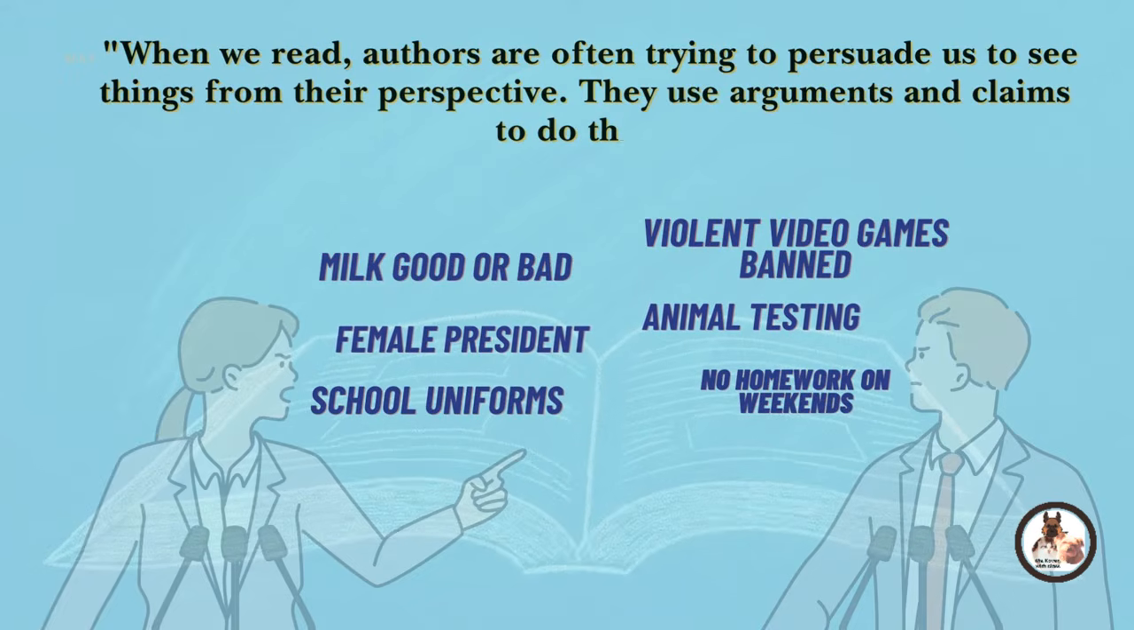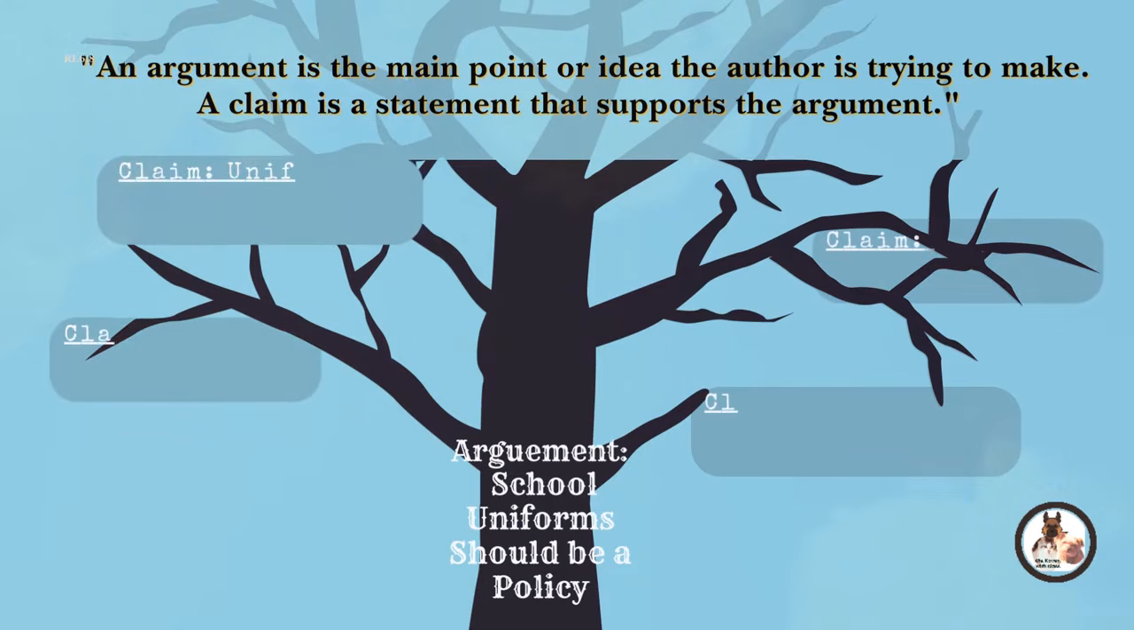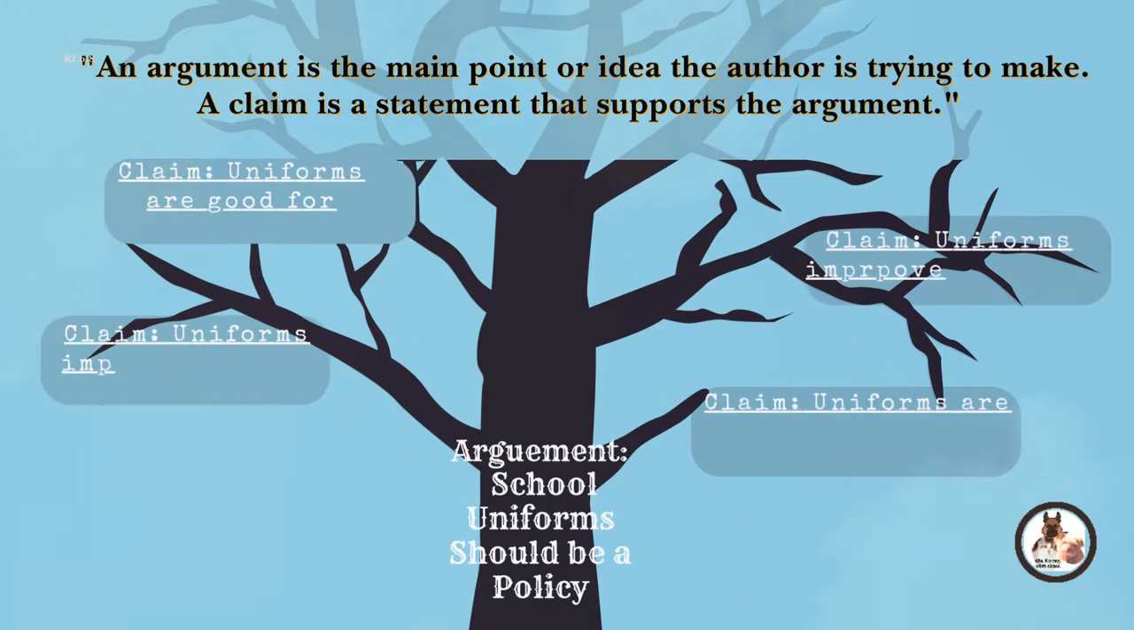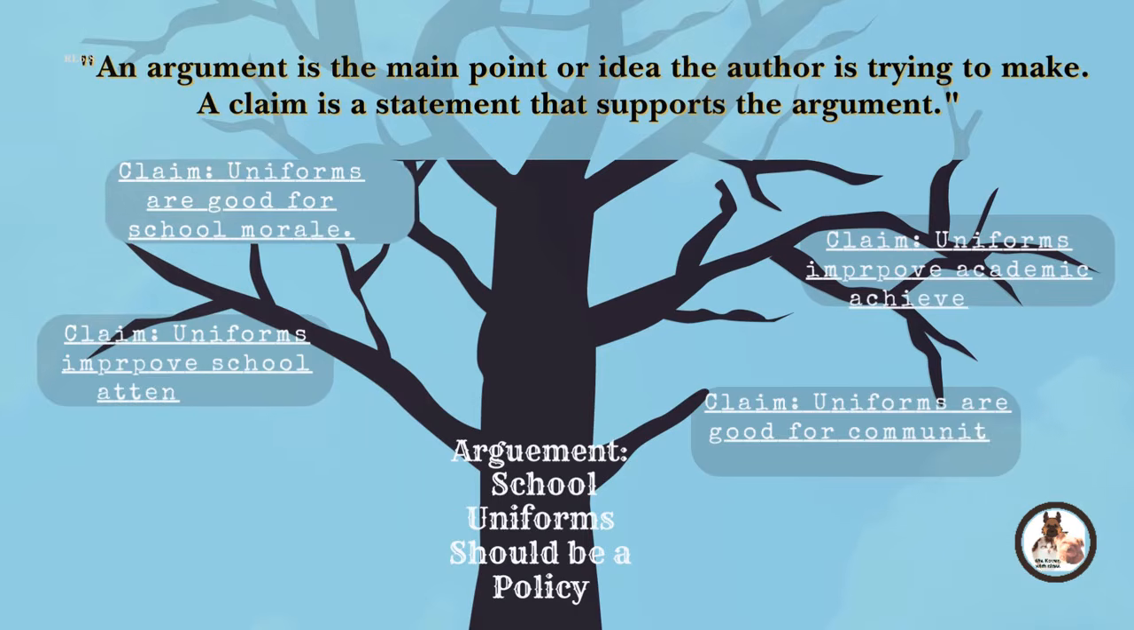They use arguments and claims to do this. An argument is the main point or idea the author is trying to make. A claim is a statement that supports the argument.